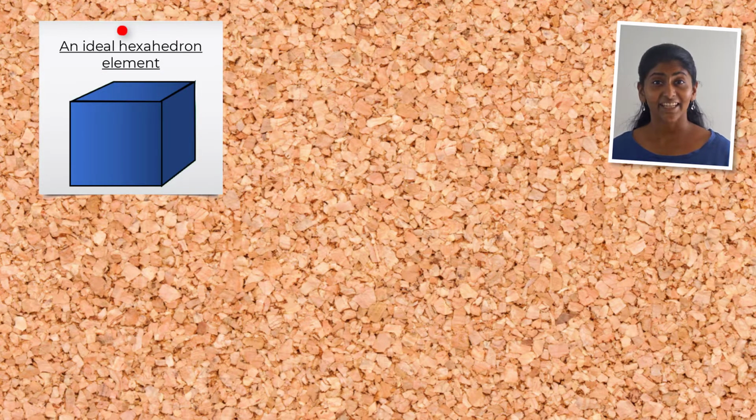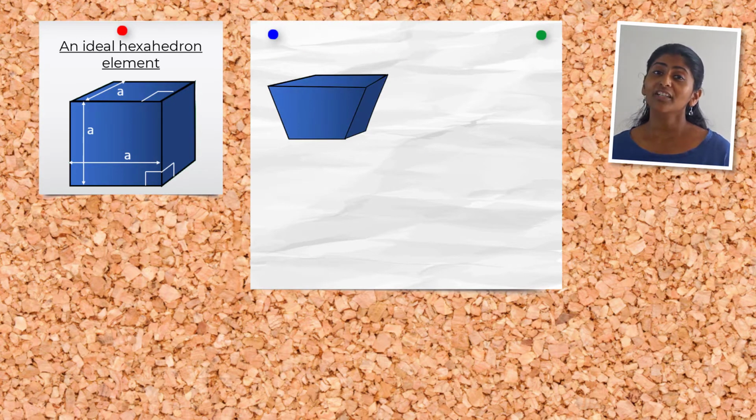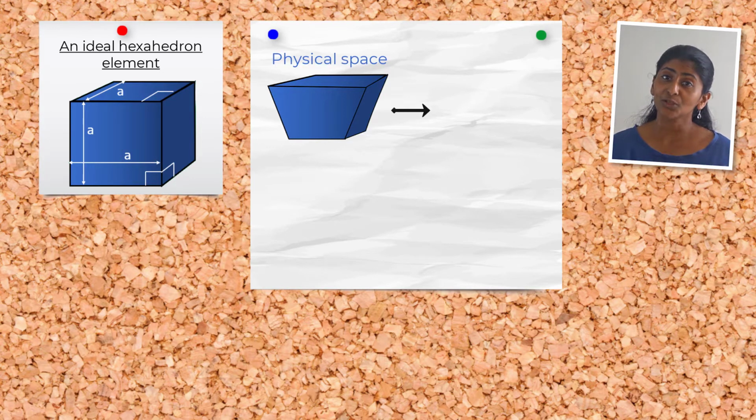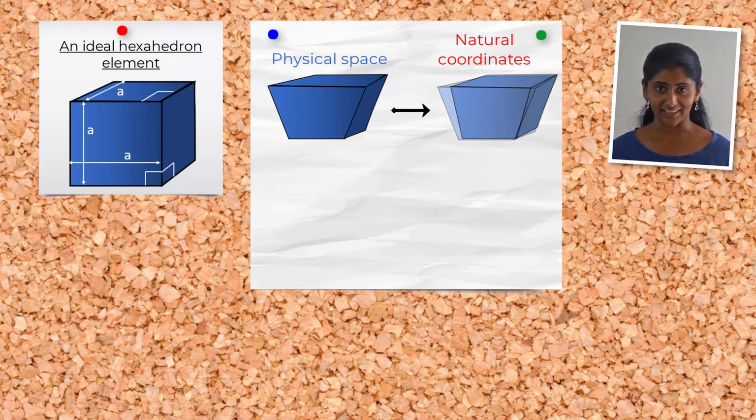Ideally, in case of a hexahedron element, the edges should have an aspect ratio as close to 1 as possible, and the angles between its edges should be close to 90 degrees. The reason for this is that in finite element analysis, in order to facilitate numerical integration, the nodal coordinates in the physical space are mapped to a cube in the natural coordinate space. Having an aspect ratio of 1 and angles close to 90 degrees makes this mapping very easy.